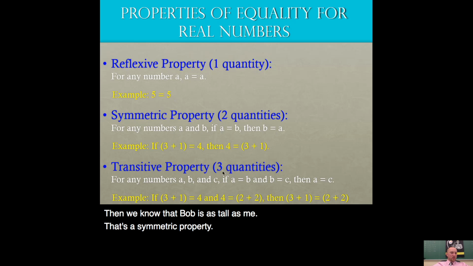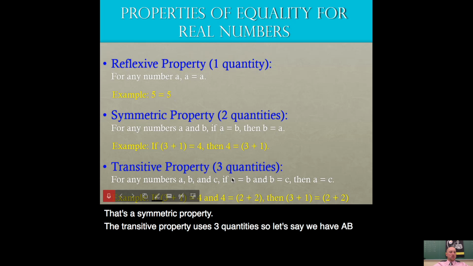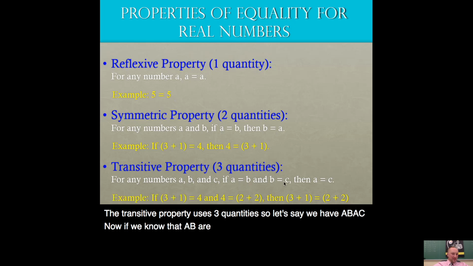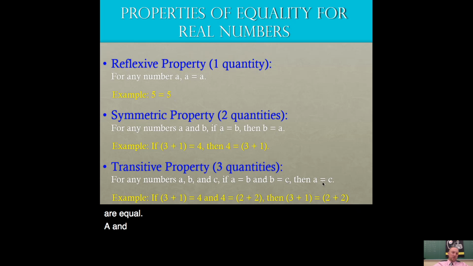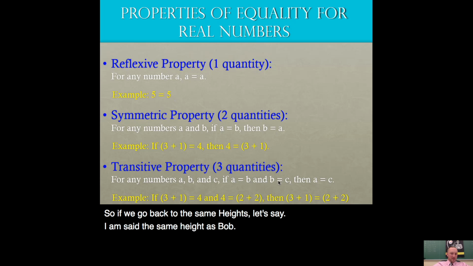The transitive property uses three quantities. So let's say we have an A, a B, and a C now. If we know that A and B are equal, and we know that B and C are equal, A and C must be equal as well. That's three different quantities. So if we go back to the same heights, let's say I am the same height as Bob, and Bob is the same height as Charlie. What do you know about me and Charlie? We're the same height too.